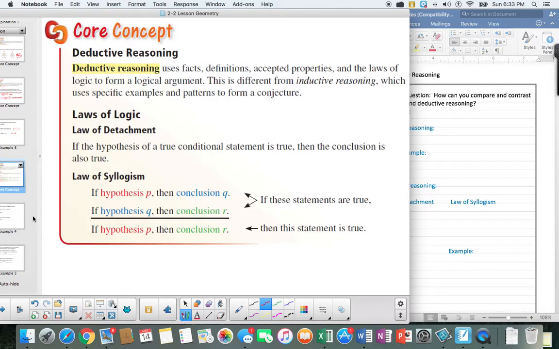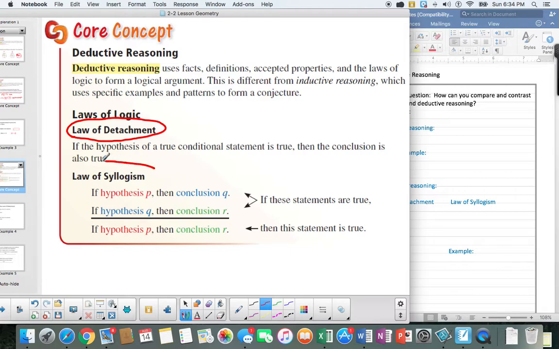Okay, let's go into deductive reasoning. That's the second type of reasoning, and that's the kind of reasoning we use a lot of in geometry. We're going to use facts, definitions, accepted properties, and laws of logic to form a logical argument. And this is different from inductive when we're just looking at a pattern. The first law that we're going to use is the law of detachment: if the hypothesis of a true statement is true, then the conclusion is true.